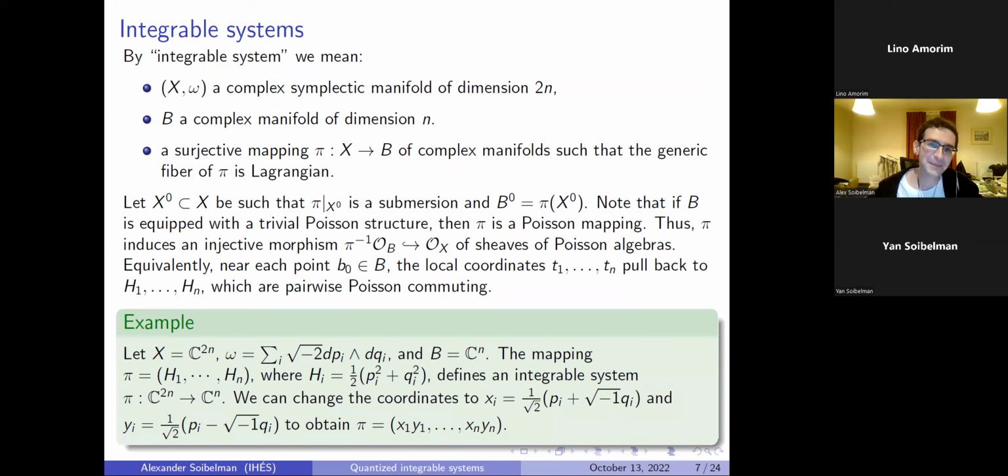I want to talk about what I mean by integrable system. So to understand the quantum Birkhoff normal form, I want to quantize integrable systems, but since I'm using slightly non-standard terminology, let me say what I mean. By integrable system, I mean that there's going to be a surjective mapping from a complex symplectic manifold to a complex manifold, and the generic fiber is Lagrangian. So I don't require fibers to be tori or in fact to be compact.